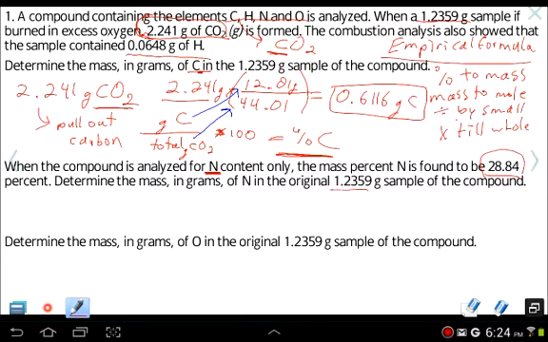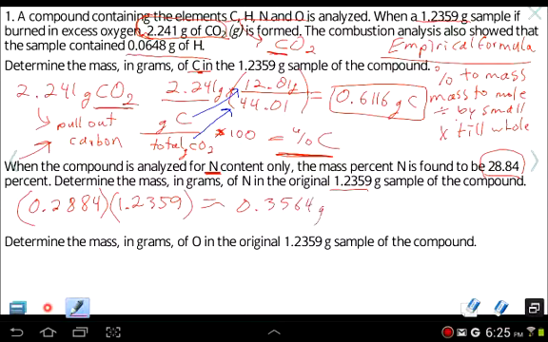So why don't we convert the percent back into decimal form? So we got 0.2884, which is the percent back to decimal. Just multiply that by the total mass of the compound, 1.2359. Really, we're doing the same thing we just did for the carbon dioxide, except the percent was given to us here for the nitrogen. So just multiply these two, and go ahead and do this calculation and see if you come up with 0.3564 grams of nitrogen. So this one's very similar to the first question, but even simpler.